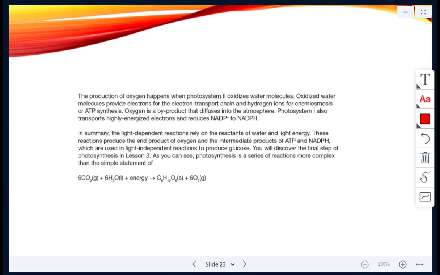Okay, so today's lesson we're going to focus on the light independent reactions. Just a quick review from last class. We saw that the light dependent reactions rely on water and light energy, and the end product was oxygen, and the intermediate products were ATP and NADPH, which will now be used in the light independent reactions to produce glucose. All right, so that is a quick summary of what we looked at last class.